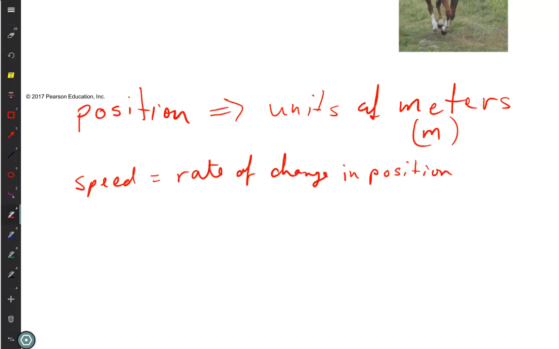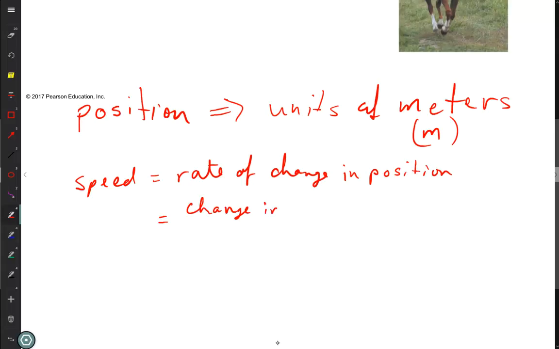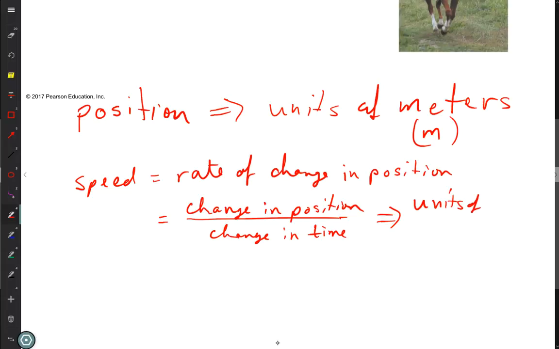So these words, rate of change in position, translate into an equation that is change in position divided by change in time. What are the units for position? Meters. So on top I'm going to have meters. What are the units for time? Seconds. So it has units of meters per second.